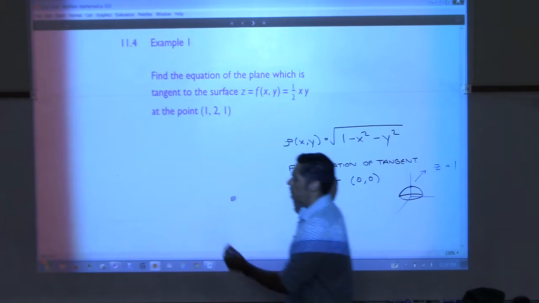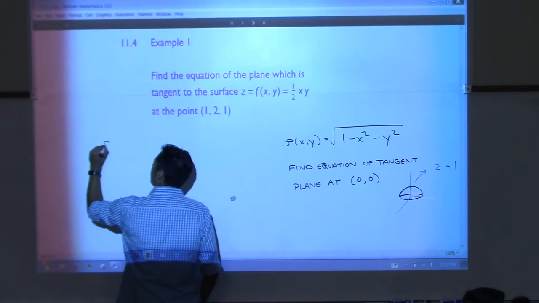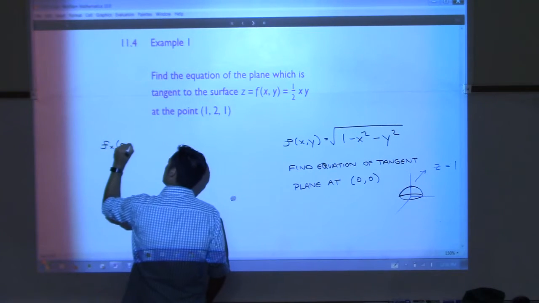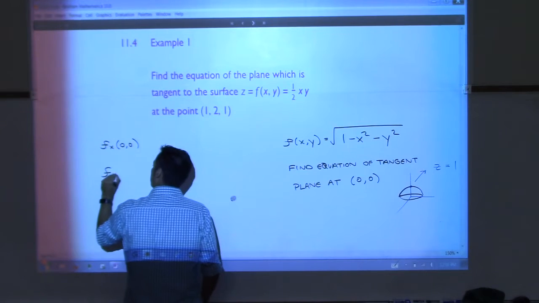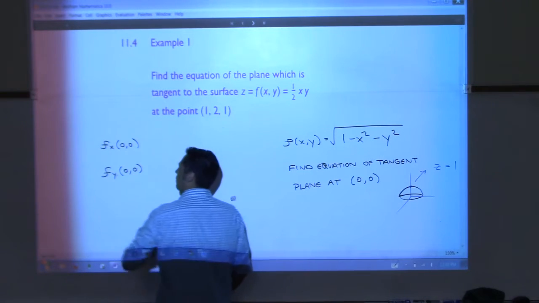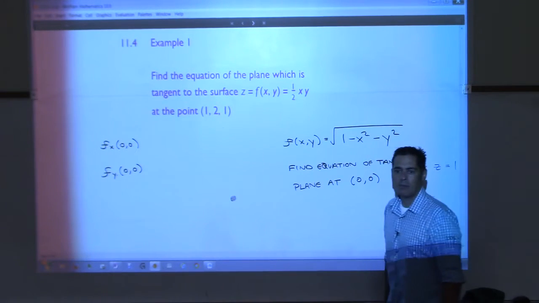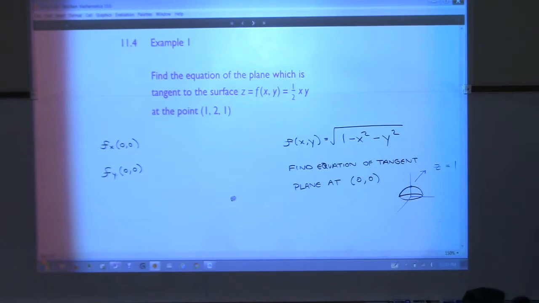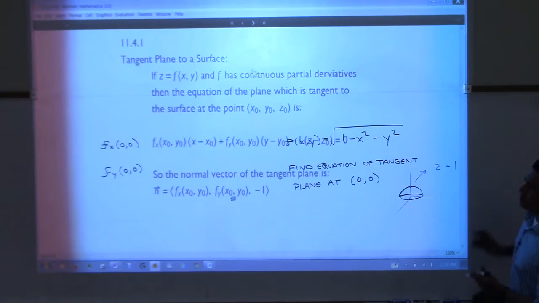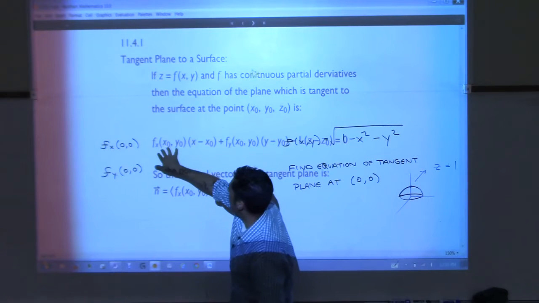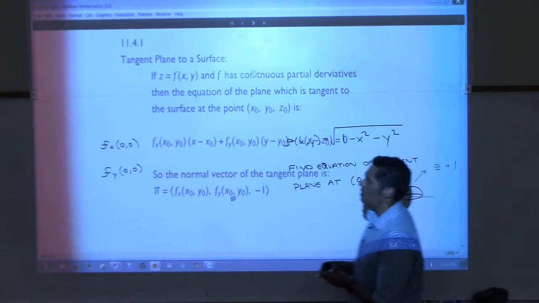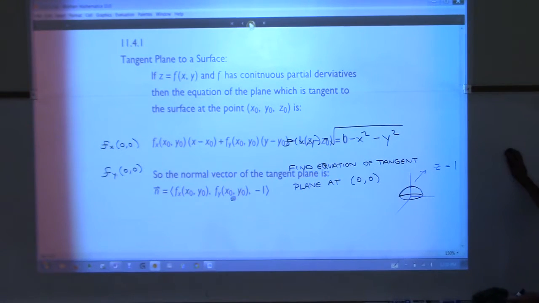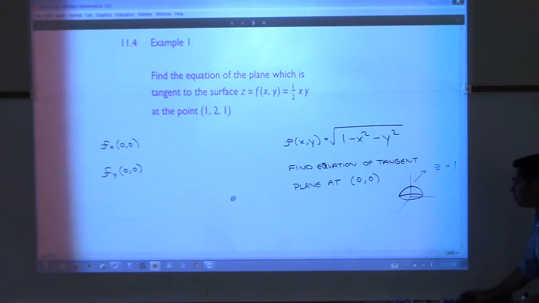All right, so according to the formula, I need to know what is the partial derivative with respect to x at 0, 0. I need to know what is the partial derivative with respect to y at 0, 0. Let's see if we can do those. I'm trying to get the normal vector of this plane. You know what I'm saying? I'm trying to get this and this piece right here. So I need some partials. So let's take our partials first.